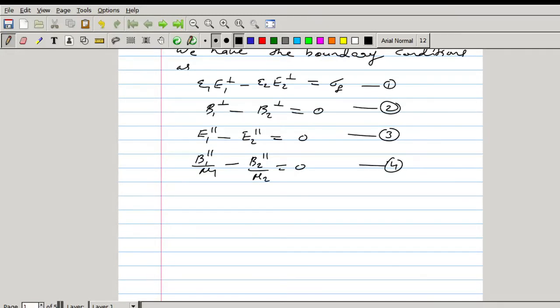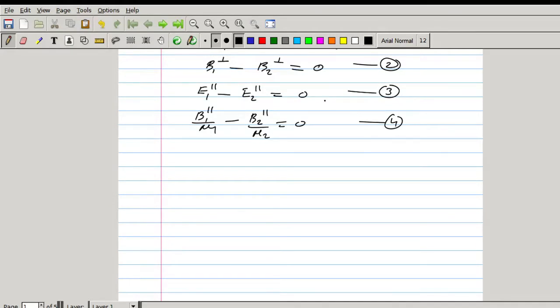So these are the boundary conditions for a linear media, where this fourth boundary condition equals Kf cross n, and n is a unit vector perpendicular to the surface. We are assuming that there is no surface charge.